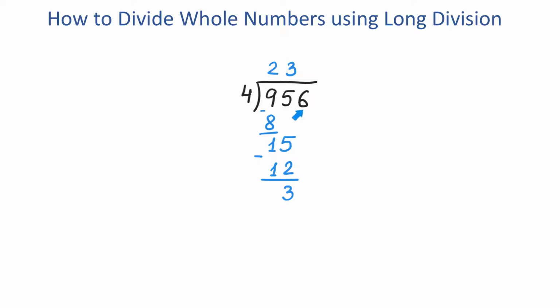Now we will bring down the last digit. Then the number formed will be 36. Then 4 goes into 36 9 times. We will write 9 above 6, and we will multiply 9 by 4 to get 36. Then 36 minus 36 is 0. So we divided 956 by 4 and we got 239.